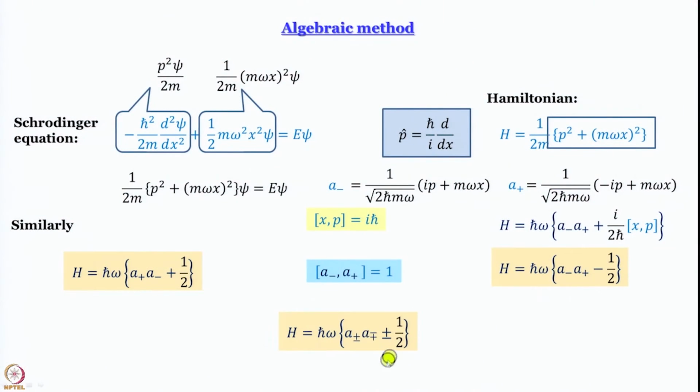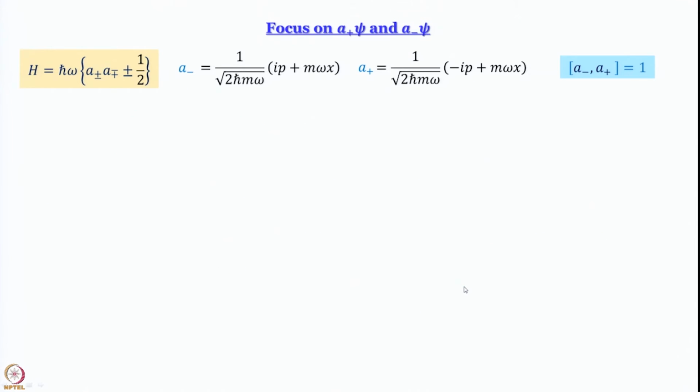So, for now what we can also do is we can write the Hamiltonian, after all Hamiltonian is the same thing, right. We can write it in the general form ħω (a∓a± ± 1/2), which means if you take the top ones you get ħω (a₊a₋ plus half). If you take the bottom ones you get a₋a₊ minus half. Okay. So, I have just written these two together. So, this is what we have got so far.